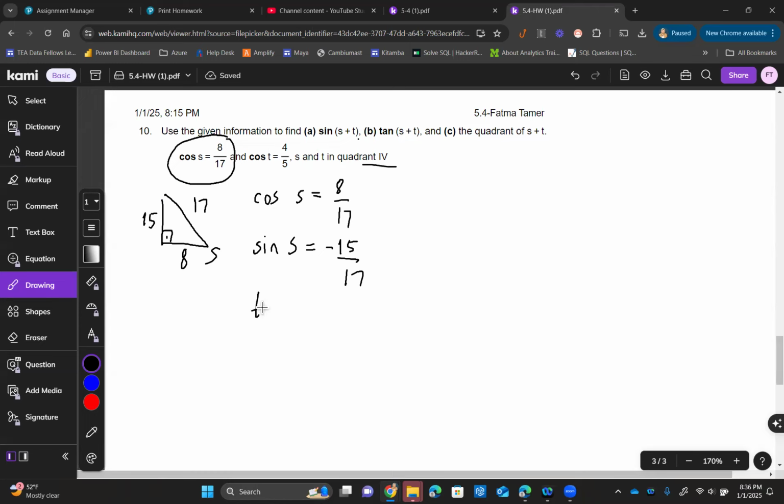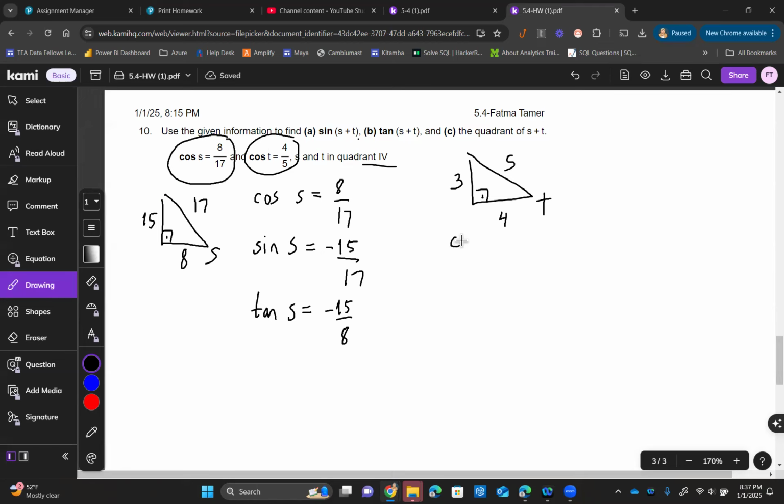We can also find the tangent of angle S because I know that I'm going to have to use this for part B. And tangent S is opposite over adjacent, so it's 15 over 8. Again, in quadrant 4, tangent is a negative value. We must draw a triangle for angle T as well. For angle T, cosine is given. If cosine is 4 over 5, adjacent side is 4, hypotenuse is 5. That makes my opposite side to be 3.